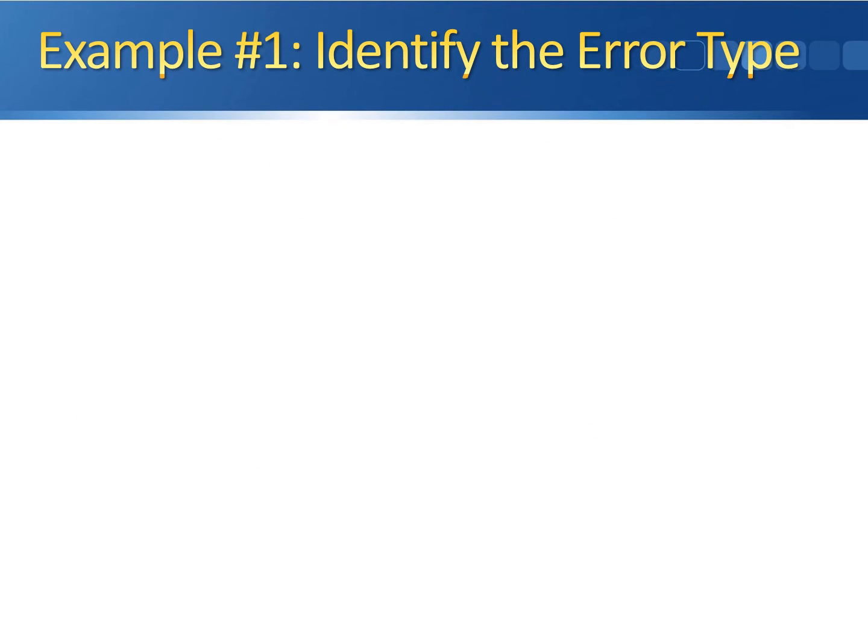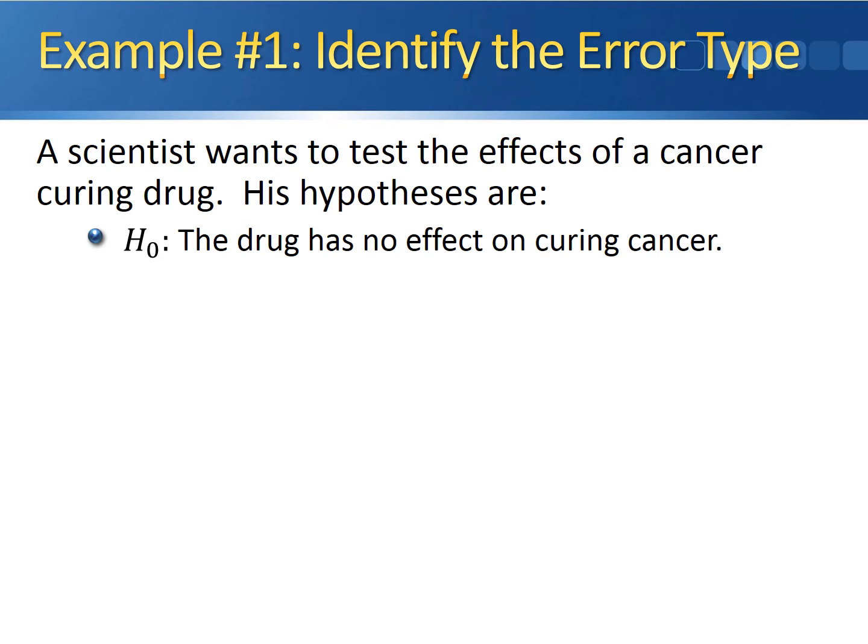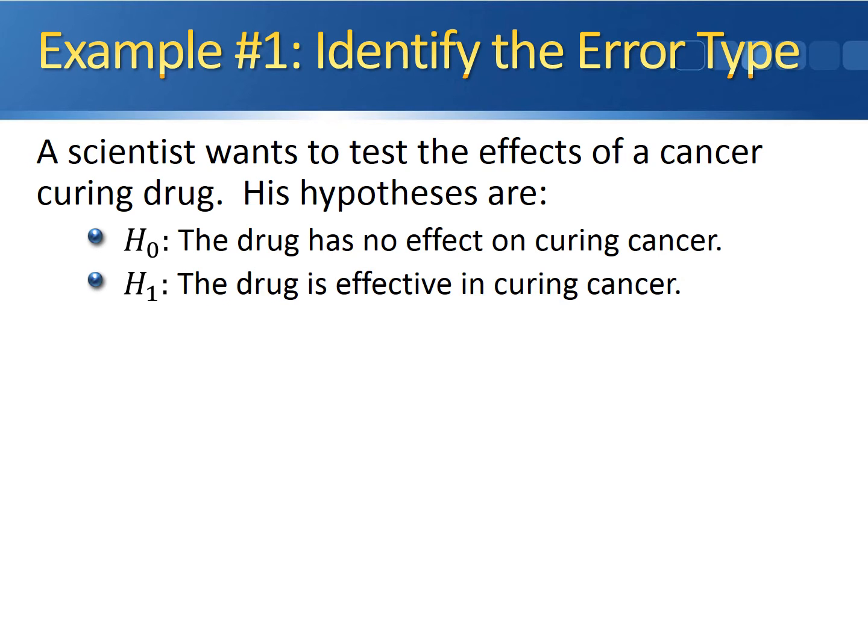I want to show you 3 examples of how we can determine if we've made the correct decision or not. Let's suppose a scientist wants to test the effects of a cancer-curing drug. Here are his hypotheses. The null hypothesis is that the drug has no effect on curing cancer. His alternative hypothesis is that the drug is effective in curing cancer.